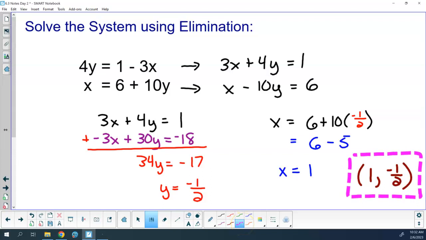Questions, comments, concerns, clarifications? Got the negative sign.